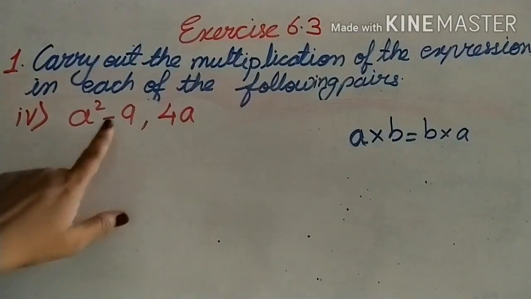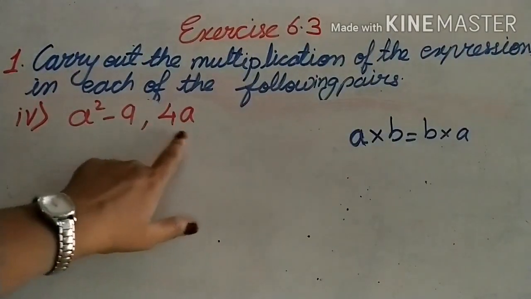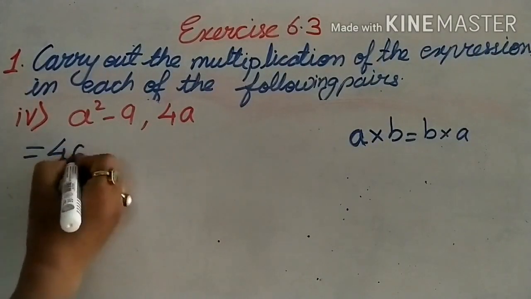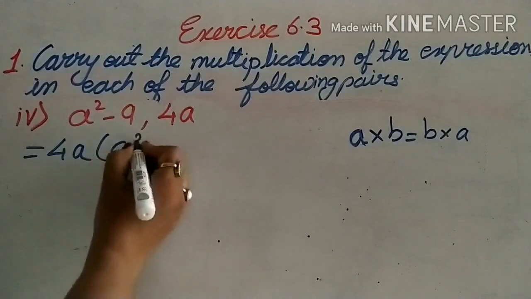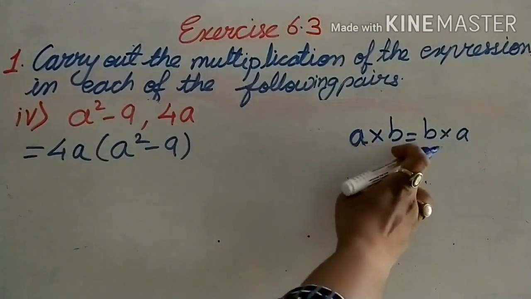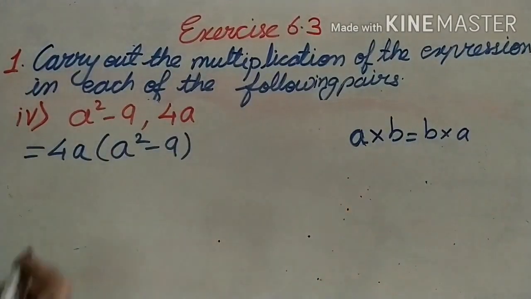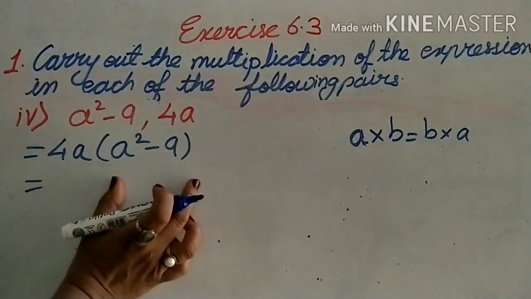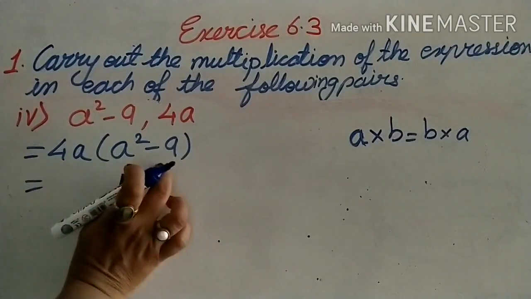Next, a square minus 9 comma 4a. I'll write this is equal to 4a into bracket a square minus 9, because we know that a into b is equal to b into a. Yes. Now this 4a we have to multiply to this whole bracket, that is a square and minus 9.